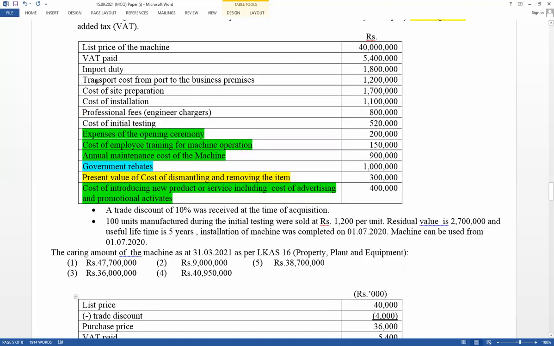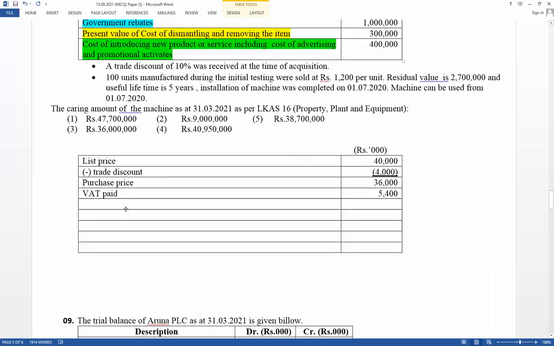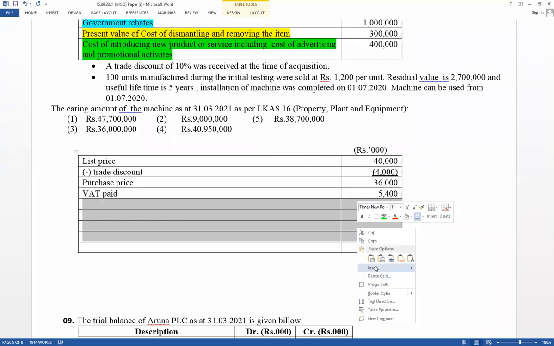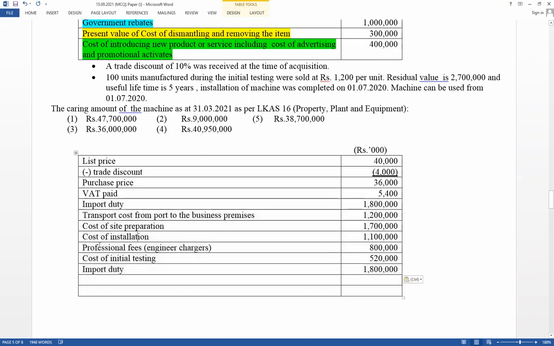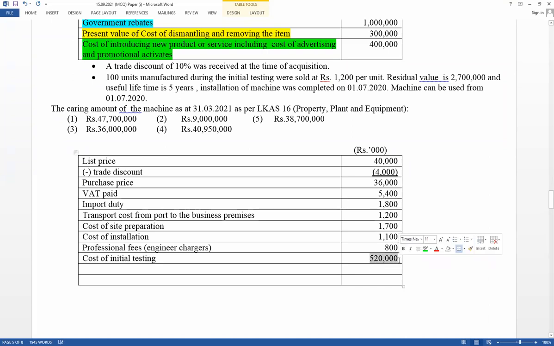Then think about transport cost. Import duty, transport cost, site preparation, installation, professional fees, as well as initial testing cost also should be considered as a part of the cost value. Therefore, try to calculate the cost value. Record values in 1000. Import duty as well as VAT paid amounts, transport cost, site preparation cost, installation charges, and professional fees should be considered. But the initial testing total value cannot be considered.